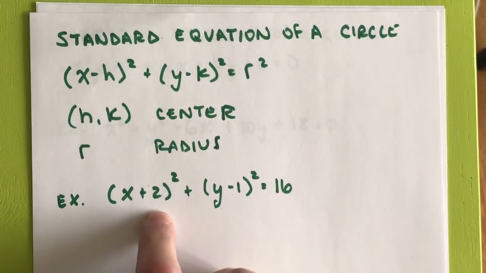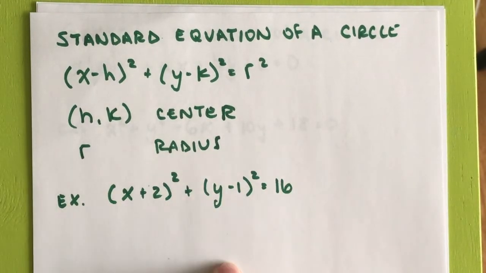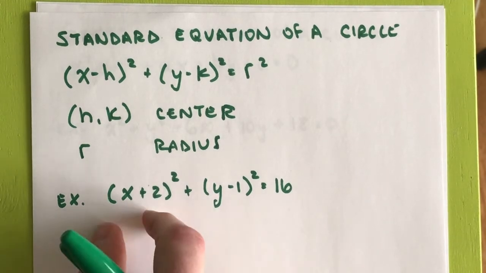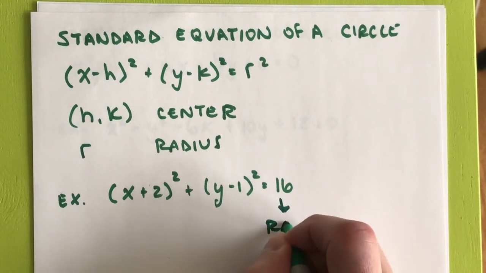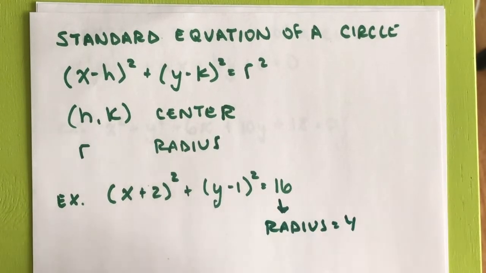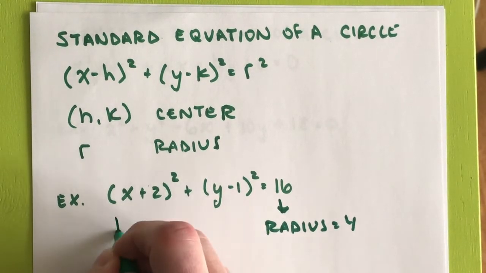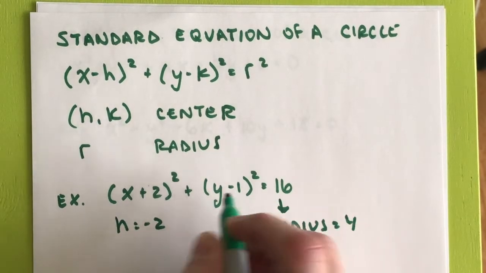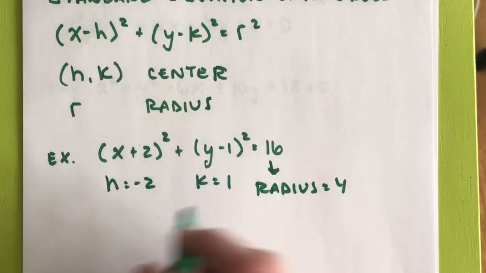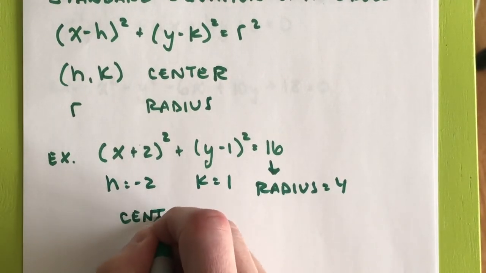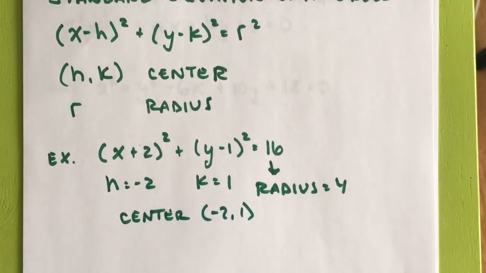Reading something like this, x plus 2 squared plus y minus 1 squared equals 16, this I recognize as being the equation of a circle. It's that x squared plus y squared equals our radius squared. Taking from this, I can see that our radius is 4. This is x minus negative 2, y minus 1. So we've got a central point. So this equation gives us a circle with a center, negative 2, 1, and a radius of 4.